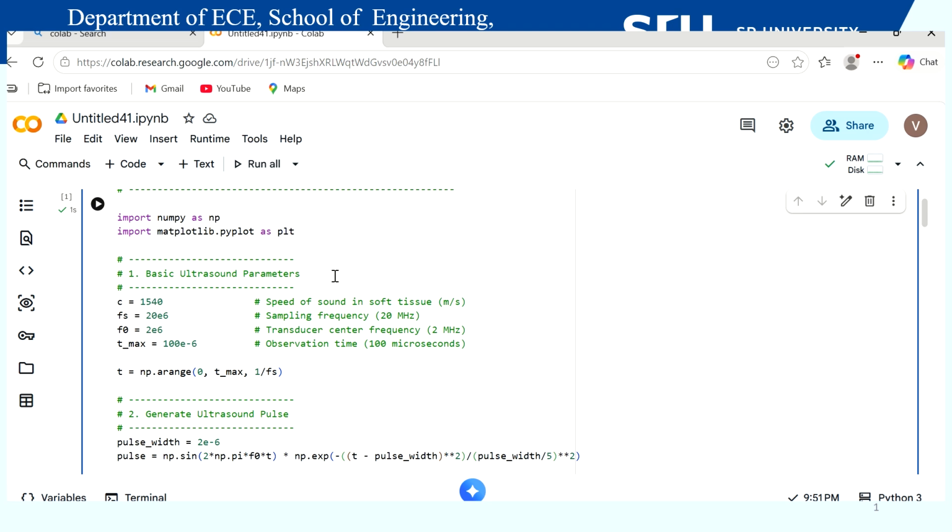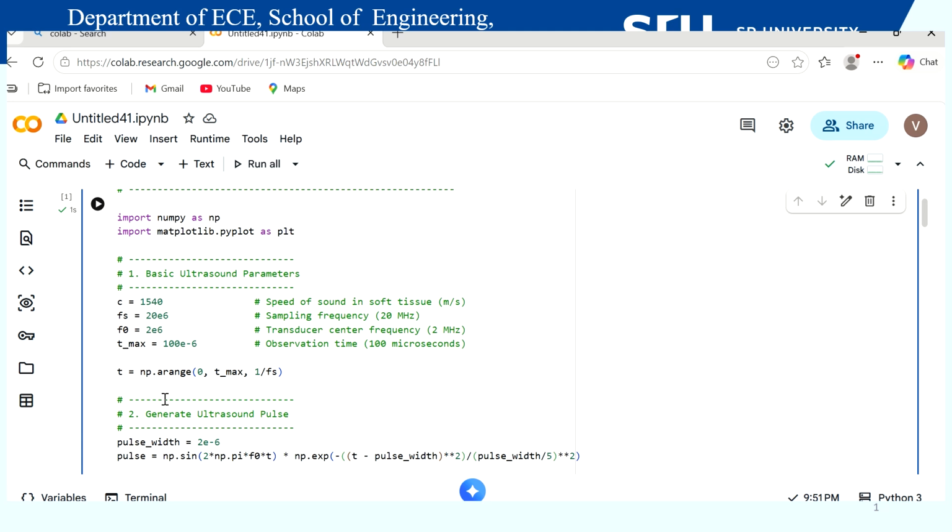So first of all, we have to import the NumPy Python library, and then matplotlib. This library function will be imported from the pyplot module. So the basic ultrasound parameters are c equal to 1540, fs equal to 20e6, f0 equal to 2e6, and Tmax equal to 100e-6.